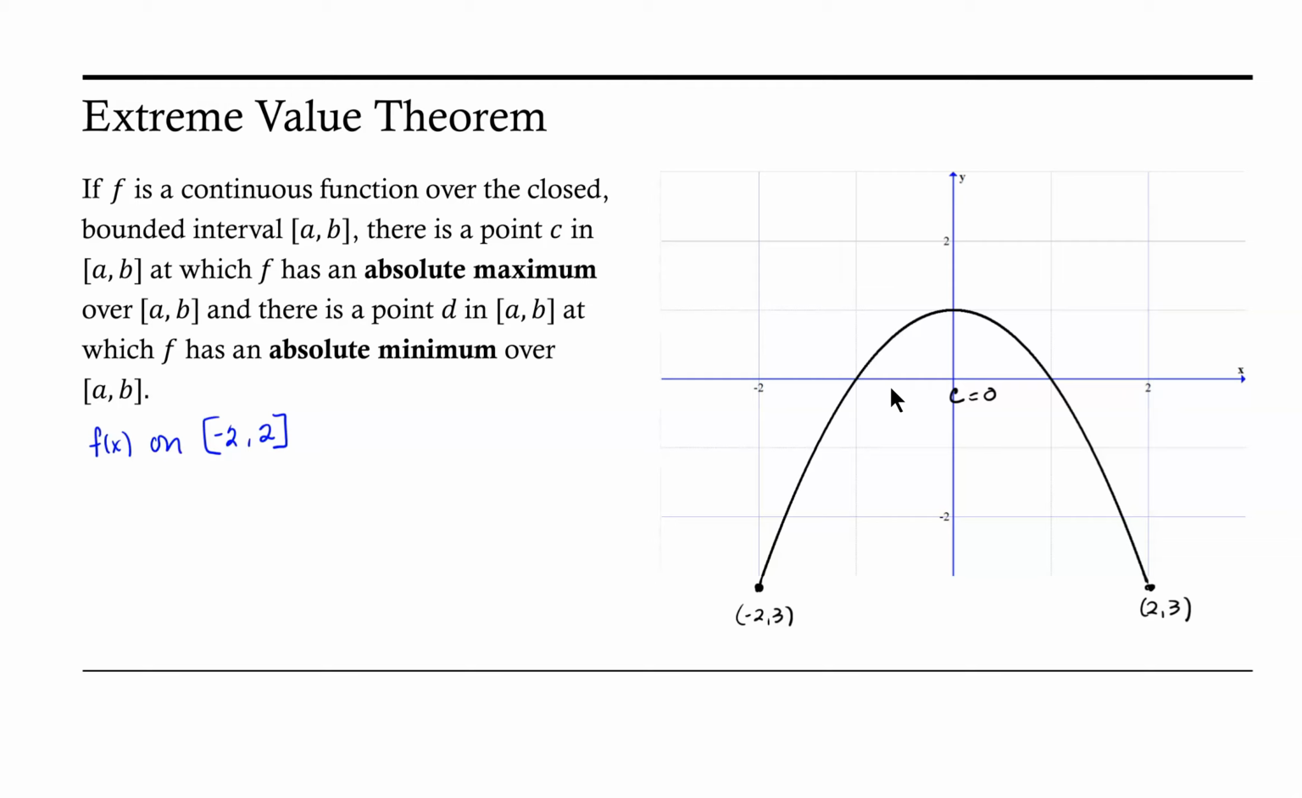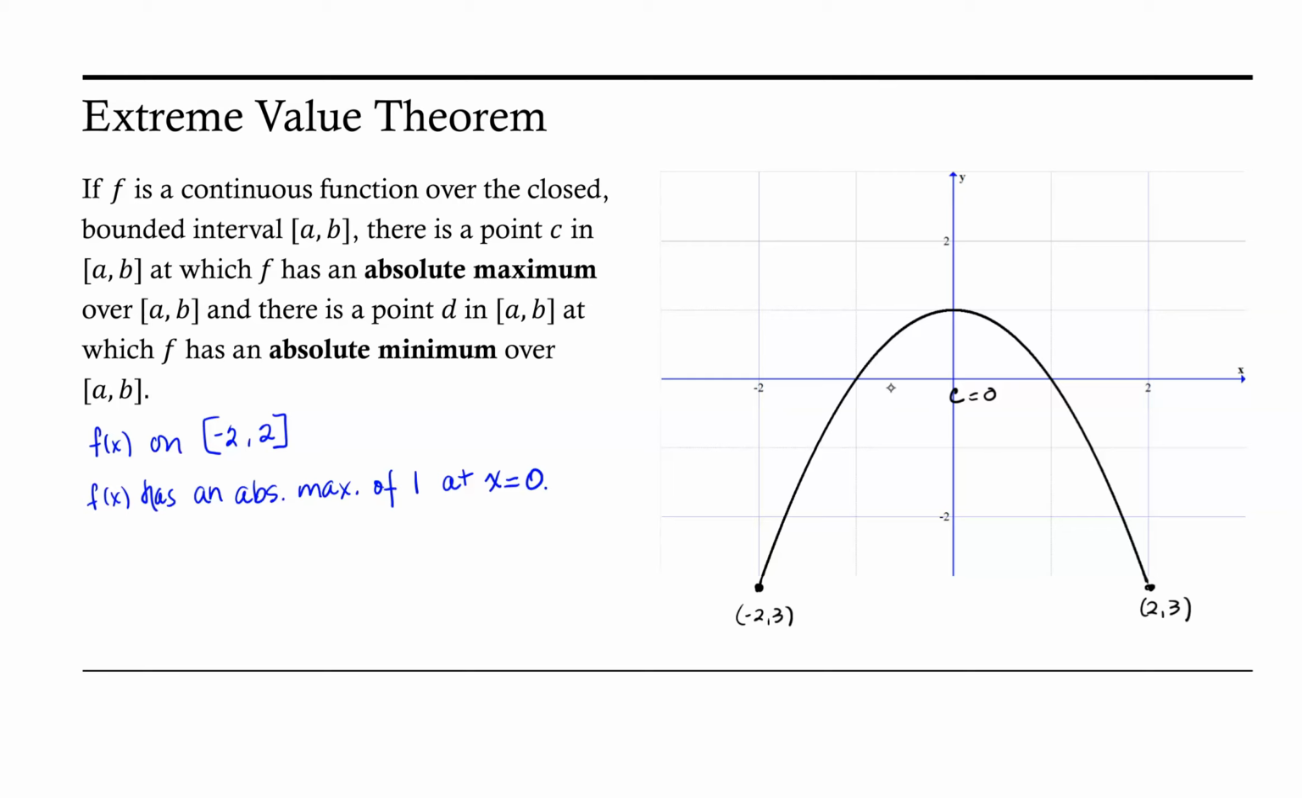So we could say that f of x has an absolute maximum, which I'm abbreviating, of, now the absolute maximum is that y value. So our absolute maximum here is 1, and that absolute maximum occurs at x equals 0.